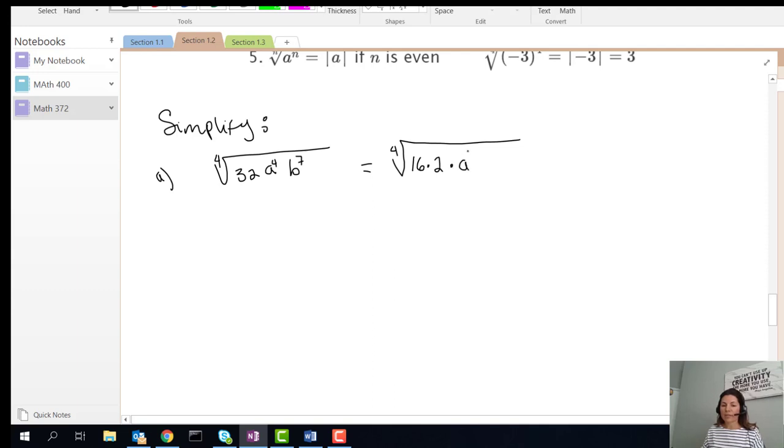A to the fourth, that's already to the fourth power, so that's great. And the b to the 7th, so we're going to want to rewrite this. So b to the 7th is b to the 4th times b cubed. So we want to be able to match the exponents. So I'm going to write b to the 7th as b to the 4th times b cubed. And then notice, when you multiply the same bases, you add the exponents. So 4 plus 3 is 7. So it's the same thing, but this allows us to take the fourth root.